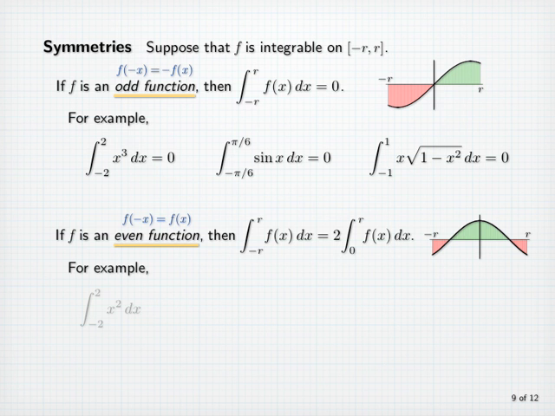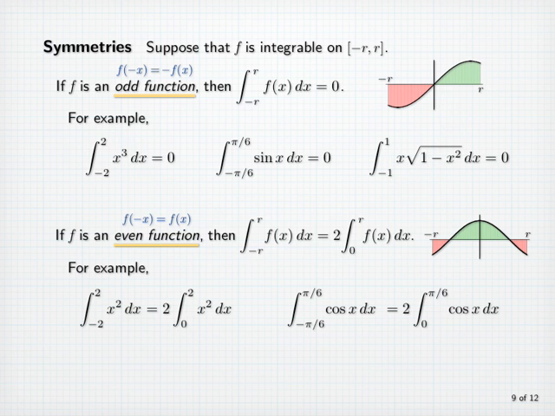We'll see later that this is frequently a useful way to simplify calculations. For example, the integral from minus 2 to 2 of x squared dx is the same as 2 times the integral from 0 to 2 of x squared dx. The integral from minus pi over 6 to pi over 6 of cosine x dx, since cosine is an even function, is equal to 2 times the integral from 0 to pi over 6 of cosine x dx. And the integral from minus 1 to 1 of x squared times the square root of 1 minus x squared dx is 2 times the integral from 0 to 1 of that function.